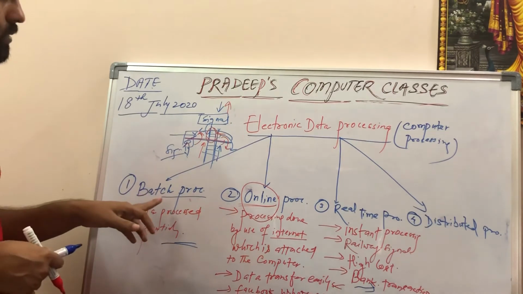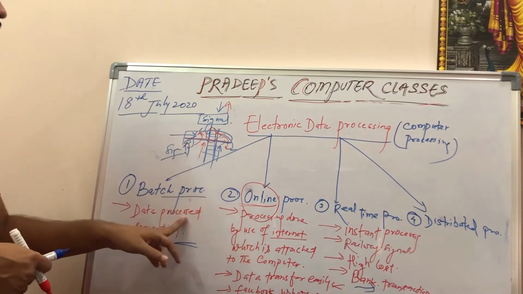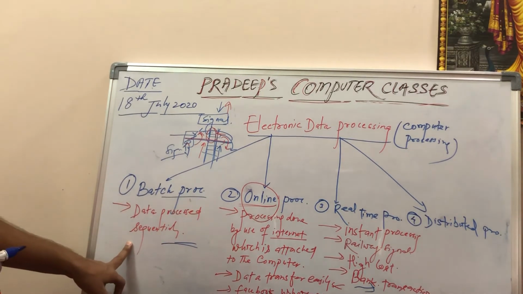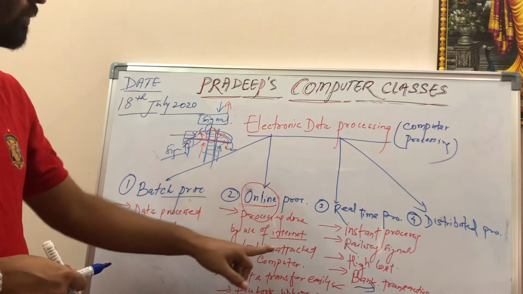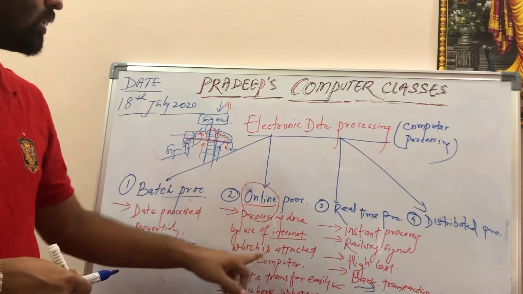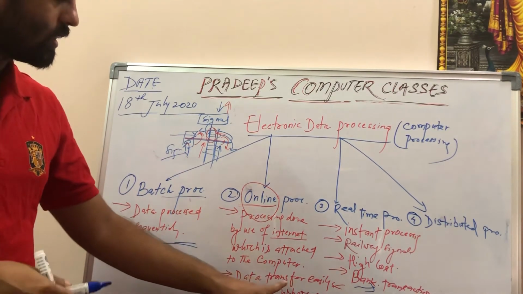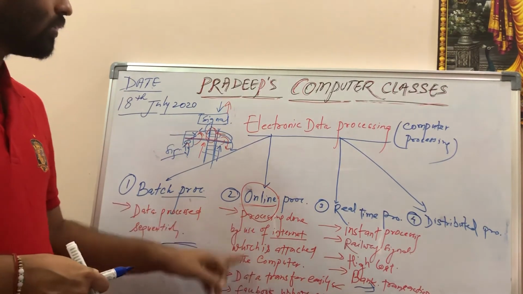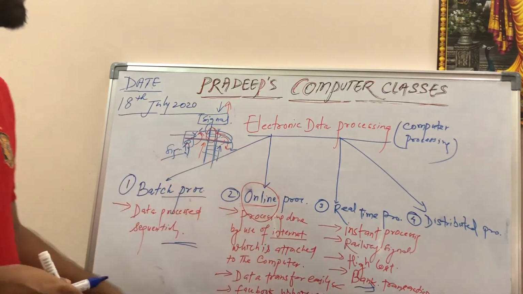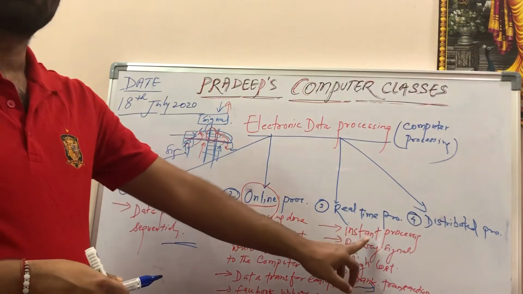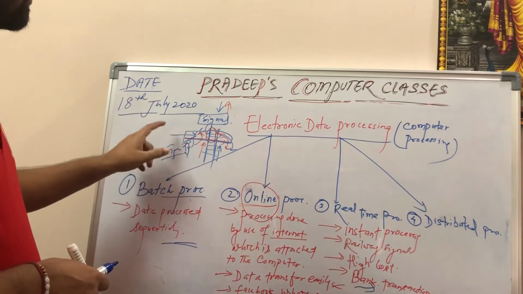So the topic is electronic data processing. There is batch processing. Batch processing means data is processed sequentially. Online processing is done by use of the internet, meaning it is attached to the computer. Second, data transfer is easy in online processing. Examples are Facebook and WhatsApp. If we talk about real time processing, that means instant processing. An example is the railway signal. That is what I have said. You just remember this.